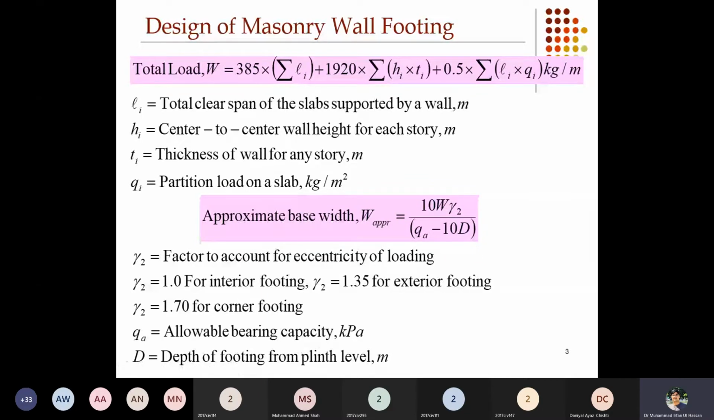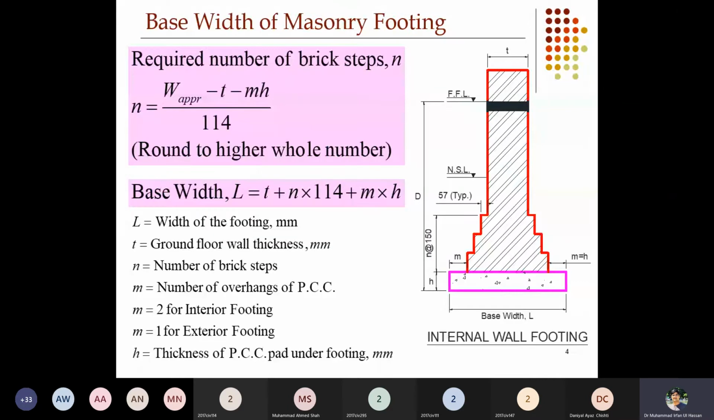So we subtract the overburden from the plinth level, and D is the depth of the footing in this case. That is the formula used for computing the base width. Now the base width is approximately computed, and from that you can compute the number of steps. The total width of the footing is, of course, larger than the wall thickness.